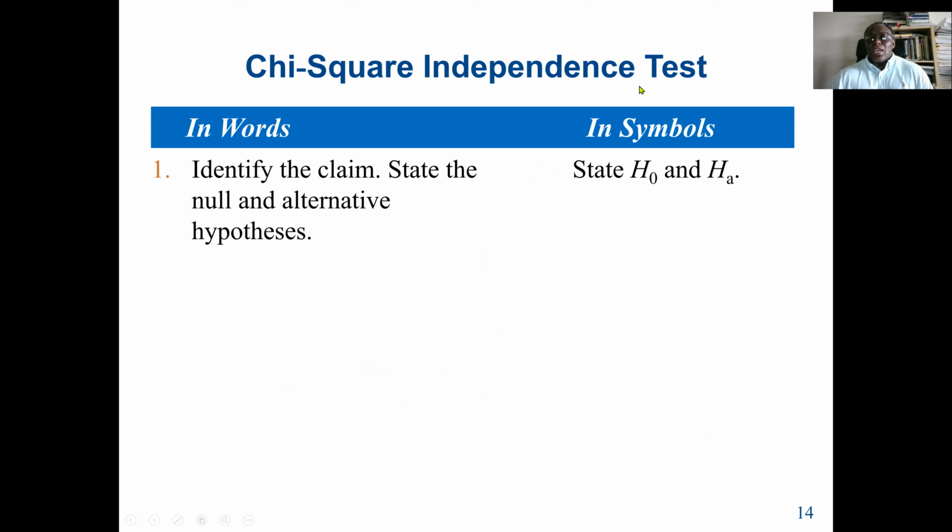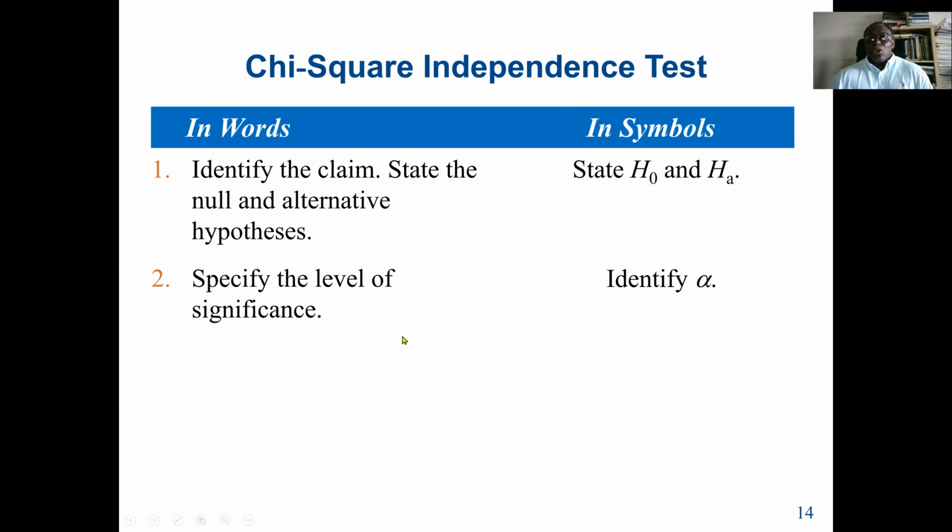Again, as we said earlier, independence test means we are testing if two variables are independent. So this is hypothesis testing. The first thing we do is identify the claim. We need to state the null hypothesis, and also the alternative hypothesis. So here we state the H0 and also the HA.